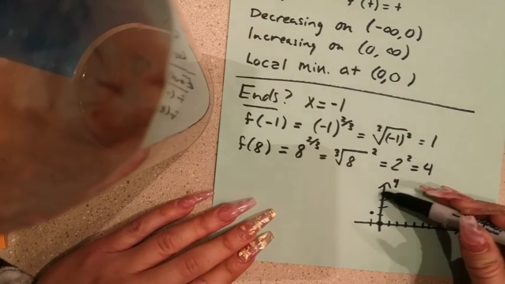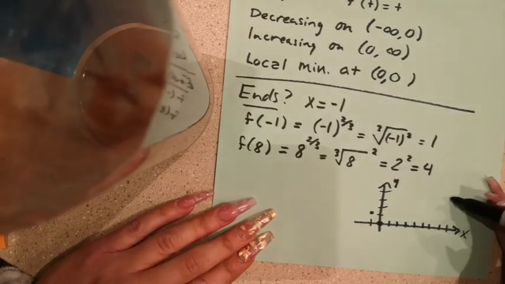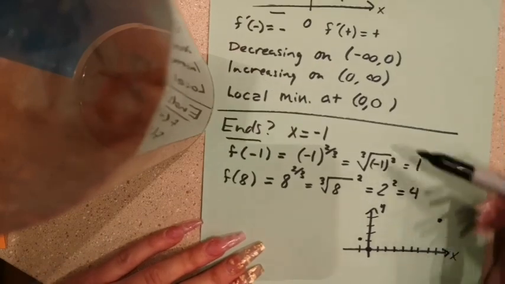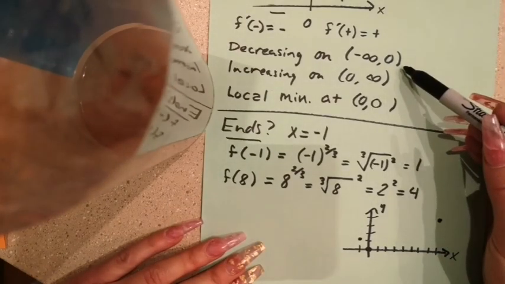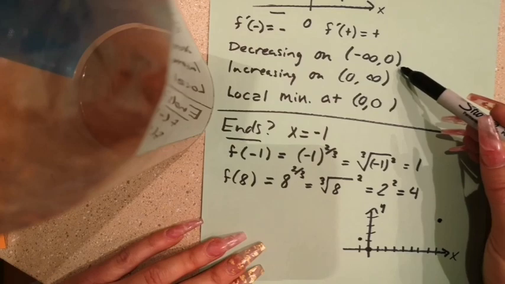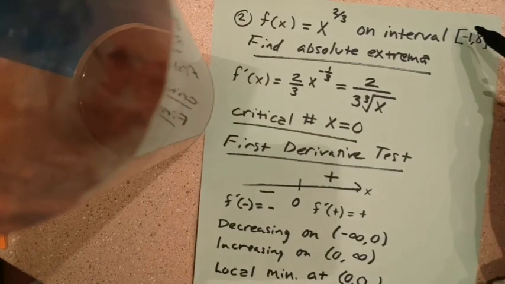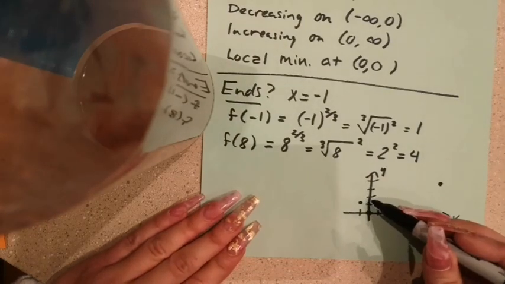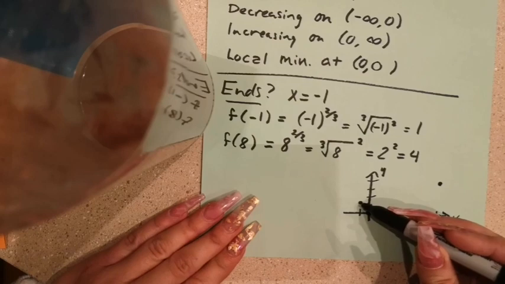Just a rough sketch. There's (1, 4). And what else did I find? So decreasing from -infinity to 0. But I guess in this case, we're only interested in the interval -1 to 8. So really, I'd just say I'm decreasing from -1.